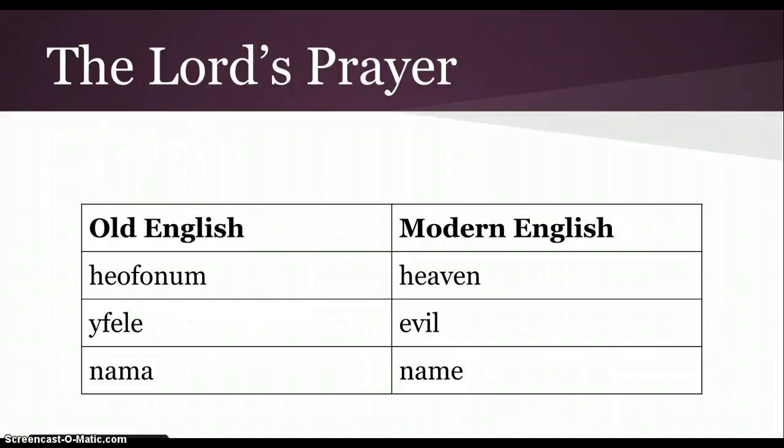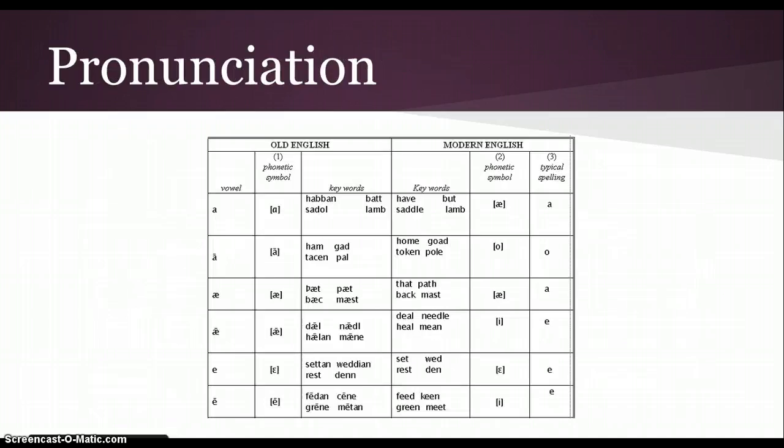We can also see where many of our words are descended from Old English. Although they aren't spelled the same, the pronunciation is very similar. This is a common occurrence from Old English to Modern English. Over time, our pronunciation has evolved to become softer and easier to say. For instance, today we would pronounce the word have with the A as an ah.